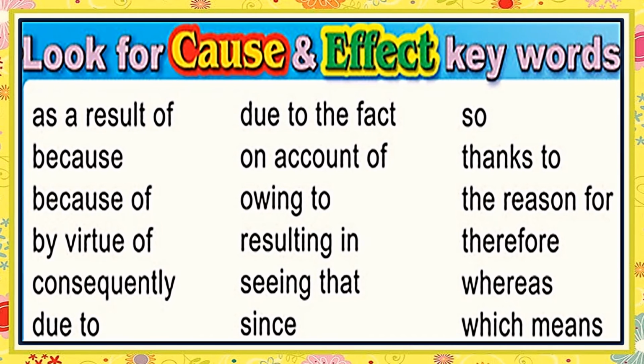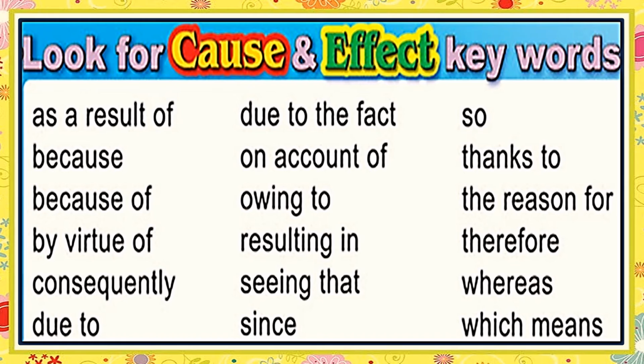Now, class, let's take a look at the different keywords or signal words used when you are writing a sentence that has a cause and effect. As a result of, because of, by virtue of, consequently, due to the fact, on account of, owing to, resulting in, seeing that, since, so, thanks to, the reason for, therefore, whereas, which means, and so on and so forth.